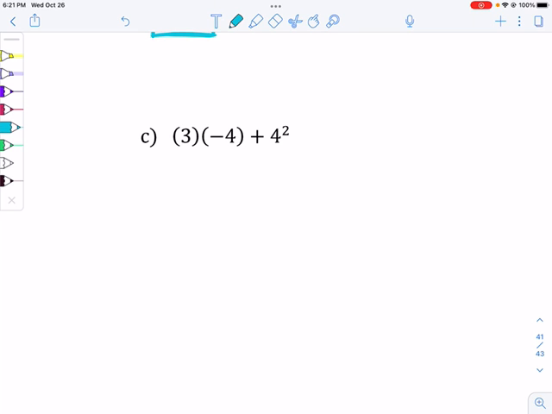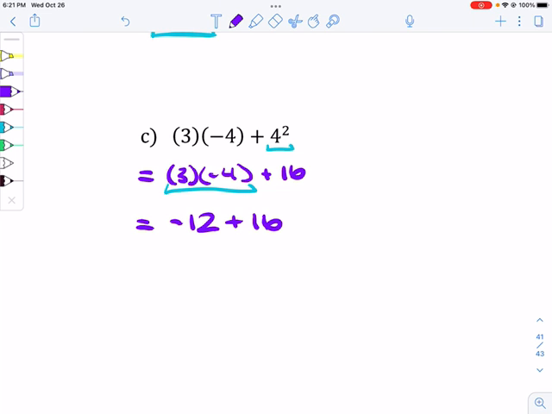Question C. So I have my exponents first because there's nothing within brackets that I can simplify. And I know that 4 squared is 4 times 4, which is 16. My next step is that multiplication. 3 times negative 4 is negative 12. And lastly, I end up with a final answer of positive 4.